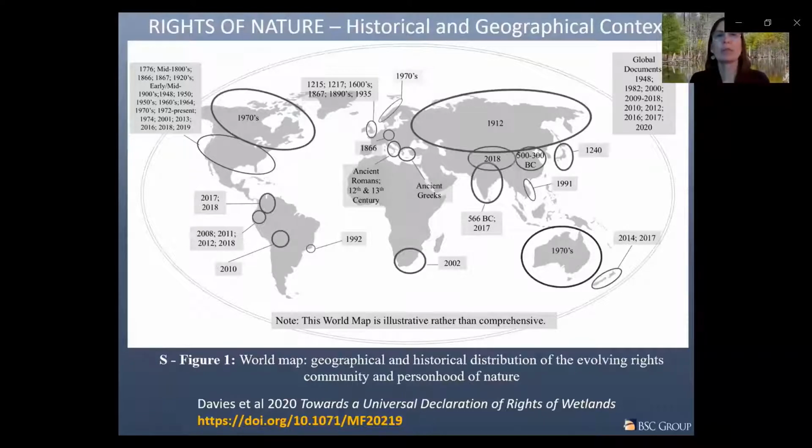This is a map showing the historical and geographical context for the expansion of the circle of rights holders and the recognition of rights of nature. In our research for the article, we found recognition of rights of nature all around the globe and throughout millennia of human history. And our research in this regard does not come close to capturing all examples. As supplementary material with our article, we've provided this world map of the expansion of the circle of rights holders of recognition of rights of nature and a timeline documenting some of the examples through history.